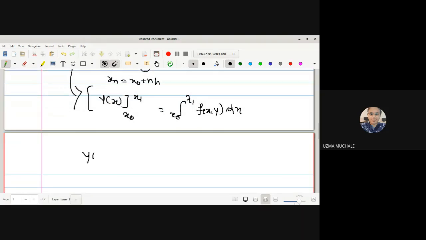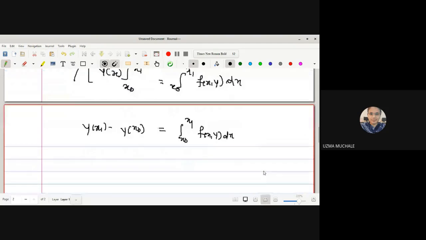So this will be y of x1 minus y of x0 is equal to the integration from x0 to x1 of f of x, y dx. Now we have to handle this f of x, y. As we want to solve this, we will assume f of x, y is equal to f of x naught, y naught. What will be the value of the function at x naught and y naught? It will be some constant. To solve this integration, we are assuming this.